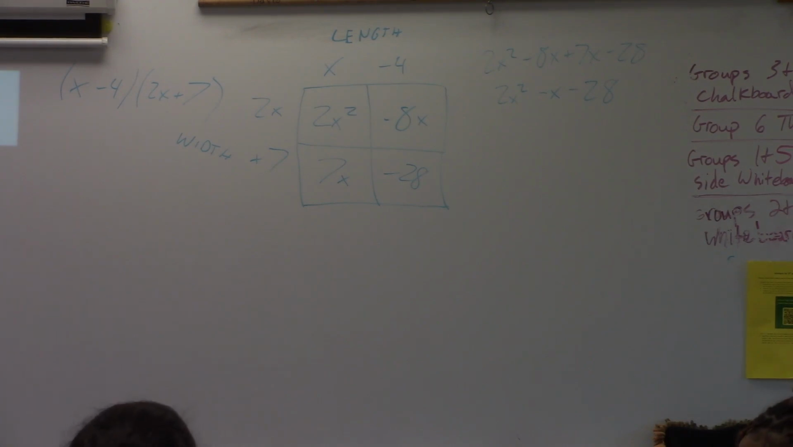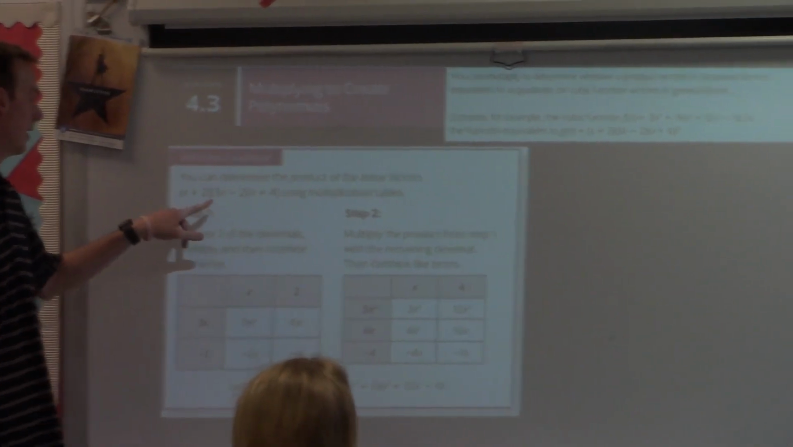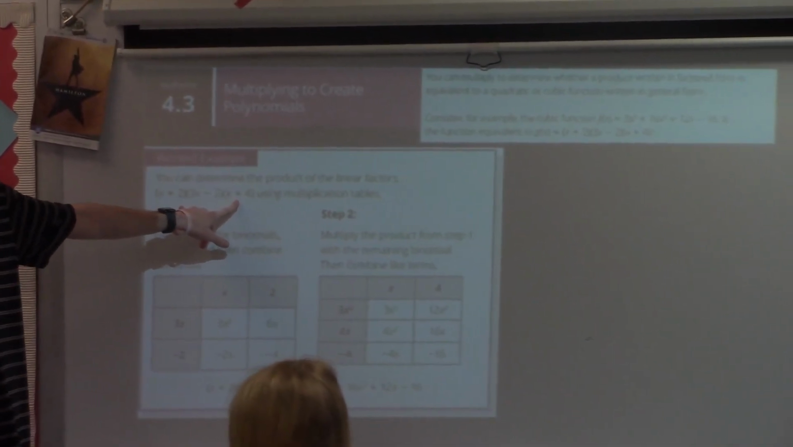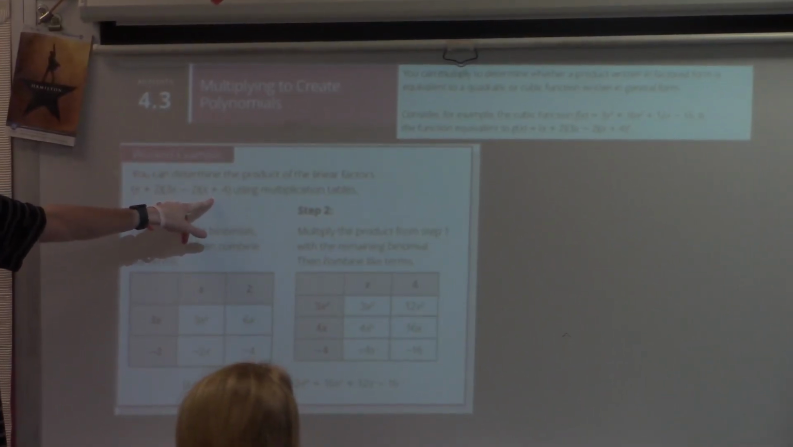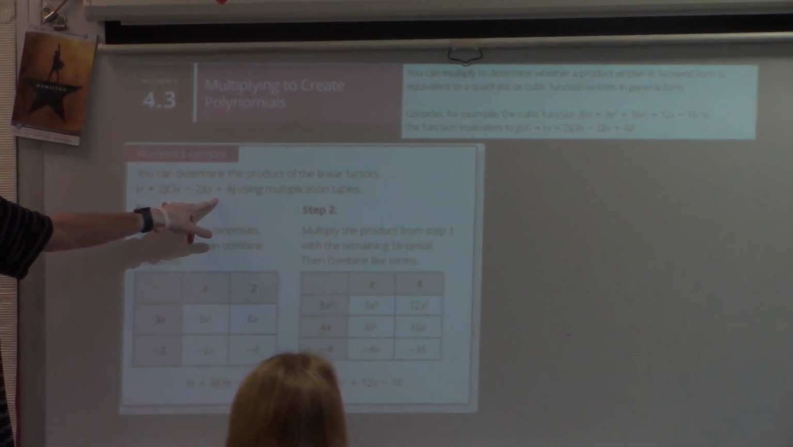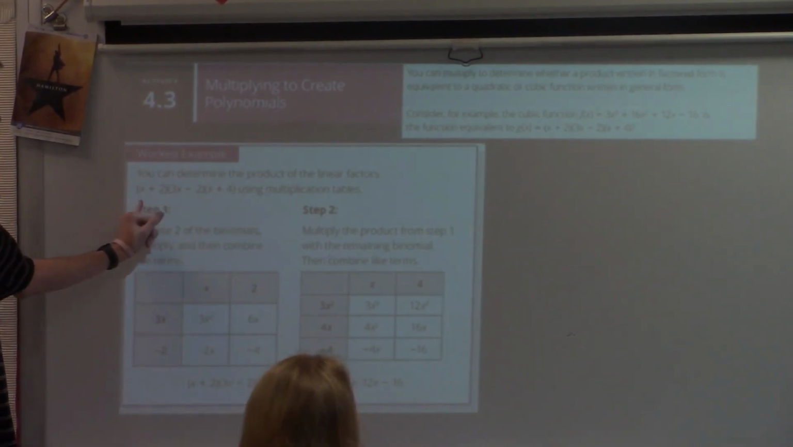So notice what's happening, they already worked out the example for you to help you see what's happening on page 176. They're asking you to determine the product of three linear factors. This looks similar to stuff we've seen before, right? Working with three linear factors, and what degree polynomial would this be when we multiply it out?